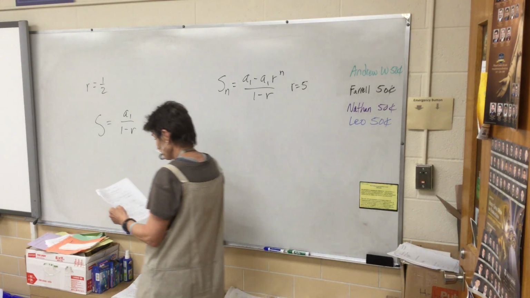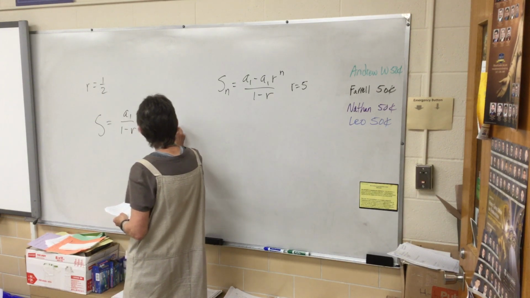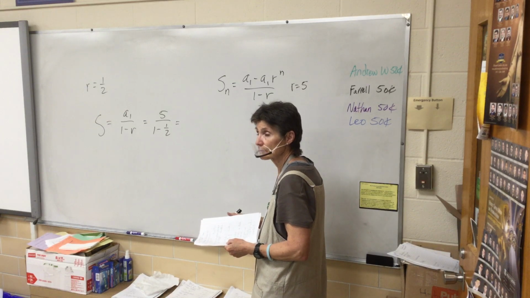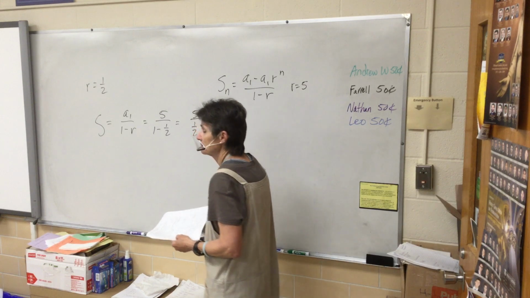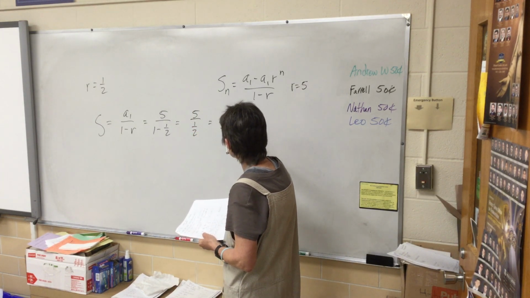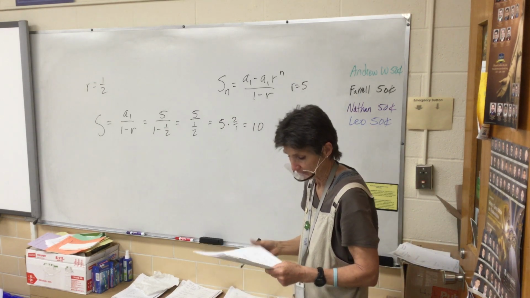The first term is 5, and the ratio is a half. So that's 5 over a half, which is 5 times 2 over 1, which is 10. That's exactly right. The sum is 10.